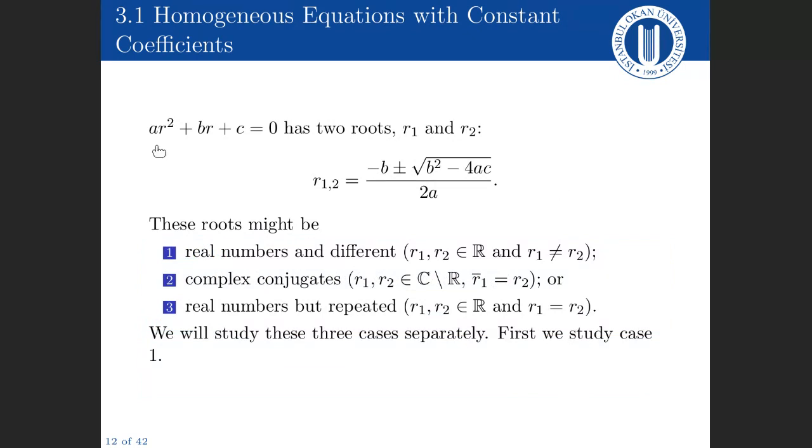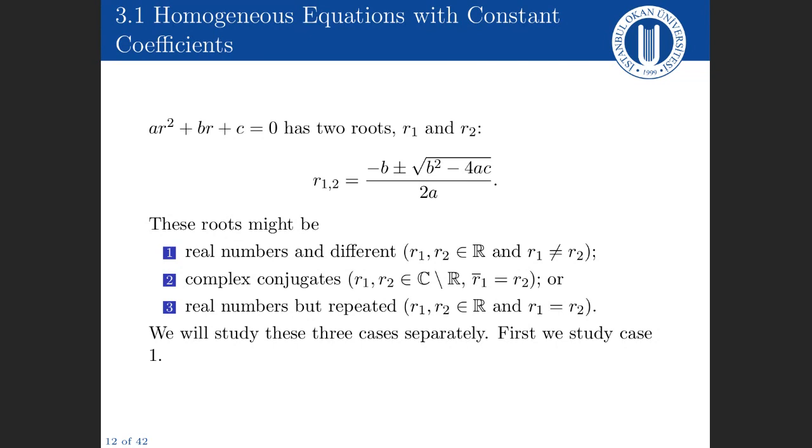Let's look at this characteristic equation: ar squared plus br plus c is equal to 0. This has two roots, minus b plus or minus the square root of b squared minus 4ac over 2a, as we know from high school. And there are three possibilities for r1 and r2. Maybe they're real numbers and they're different. Maybe they are complex conjugates. Or maybe they're real numbers but repeated. Maybe we have r1 is equal to r2. These three cases we need to study separately.